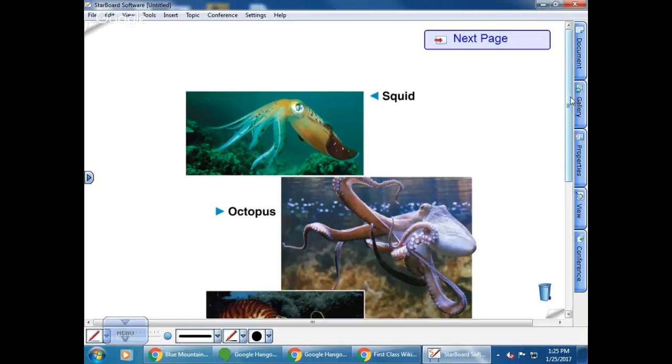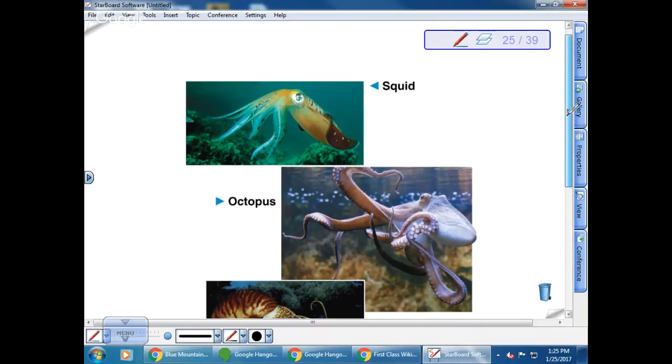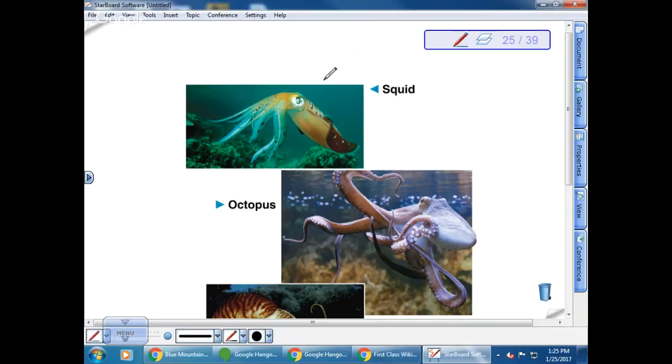Okay, so the muscular foot in the cephalopods has become the tentacles. So we see in the cephalopods something very interesting in that these are actually active predators. And so we see that they have very complex sensory structures. So we're going to talk about the eye in a minute. And then they have large brains, right?